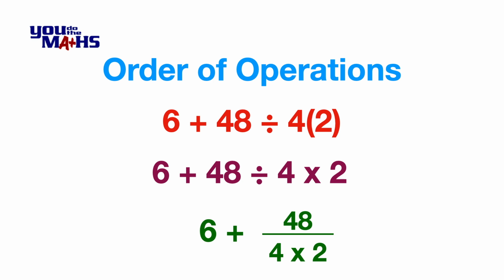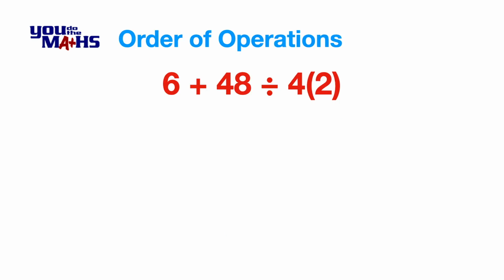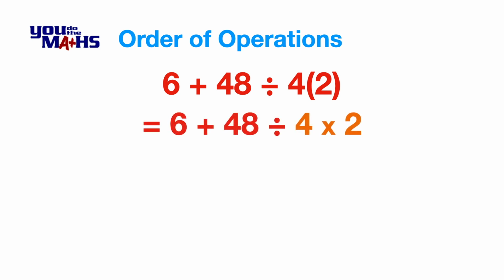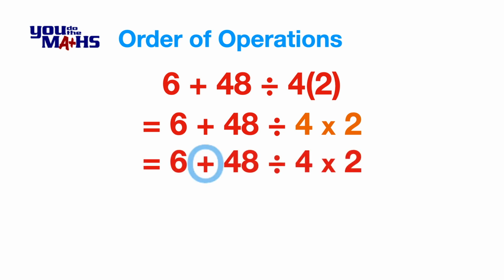So in the first case we can see that we've got 6 plus 48 divided by 4 next to a bracket with 2. And when a number or an algebraic term is expressed in a bracket next to another term, it does mean multiplication. So this actually means 6 plus 48 divided by 4 multiplied by 2. We now need to consider the three operations that we can see: the addition, the division and the multiplication.